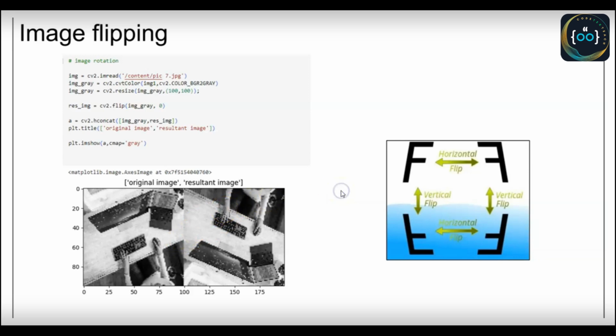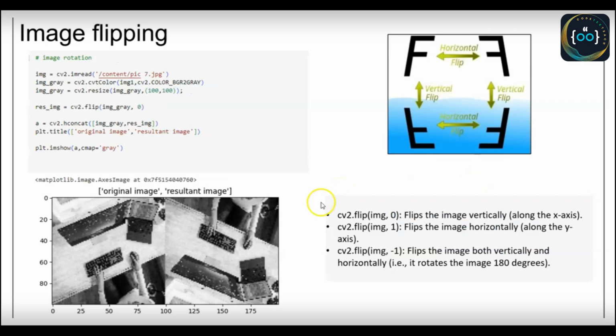Okay. As far as the other options are concerned, that is, what can I use instead of 0? And how do I do a horizontal flip? So you use 1. 1 is for horizontal flip, that is flipping along the y-axis. 0 is for vertical flip, that is flipping along the x-axis. You also have the option for -1, which is nothing but flipping the image both vertically and horizontally. That is, the image rotates 180 degrees. Here, the image rotates along the x-axis.